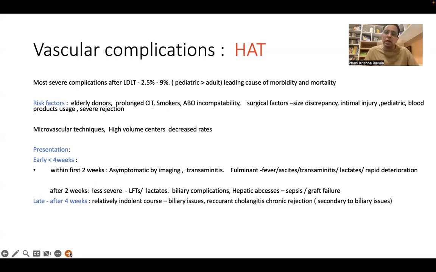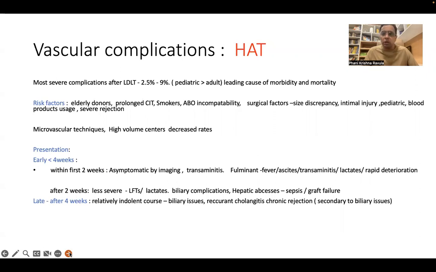But after 2 weeks, the liver gets a dual blood supply, but the biliary system is predominantly supplied by the arterial blood. So in this case, there is bile duct necrosis with bile leaks, and intrahepatic biliary necrosis with multiple intrahepatic abscesses. Eventually, the patient goes into sepsis and there is graft failure.